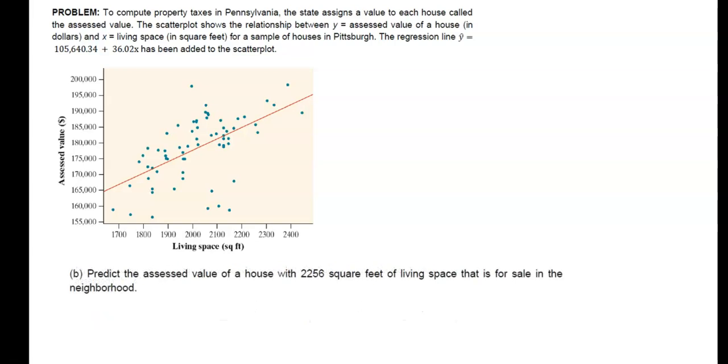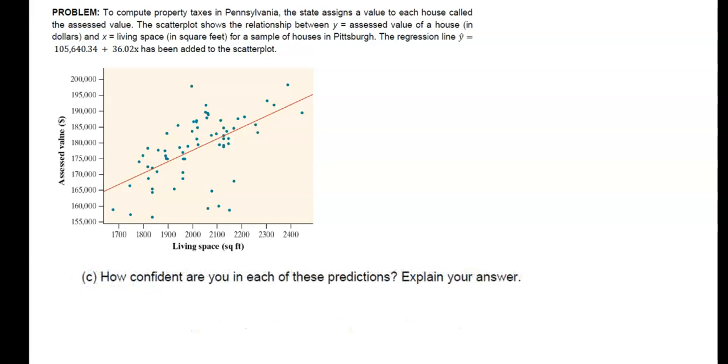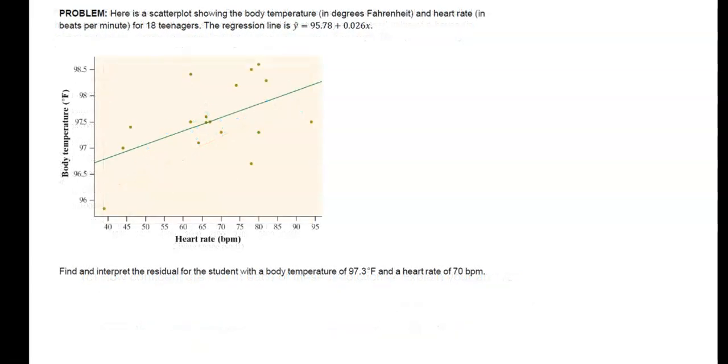Predict the assessed value of a house with 2,256 square feet. Again, you plug into the equation, show the work, and get 186,000. 2,256 is within the x values, between 1,700 and 2,400, so I'm pretty confident about that prediction. Doesn't mean it's going to be perfect, but I think it's a very good prediction. How confident are you? The first one, not so much. You're extrapolating past the data, so it's kind of dangerous, maybe not that accurate.